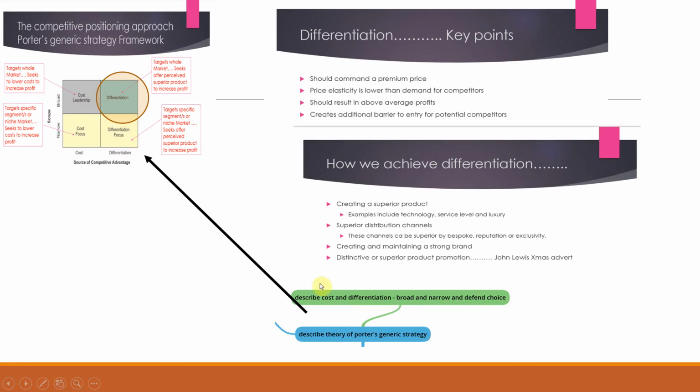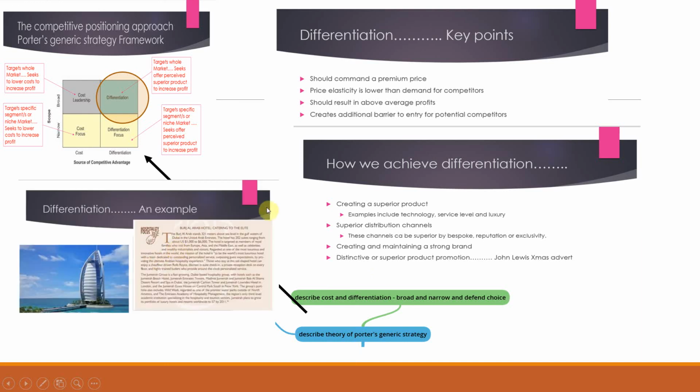And then this slide, again from the slide deck in the lecture, shows how we actually achieve that differentiation. And finally, we've got an example. We did discuss in the lecture that this was maybe a bit of an older example than we'd like, because there are quite a few things that have replaced the Burj in Dubai in terms of being contemporary and differentiation, but it's still a valid example.